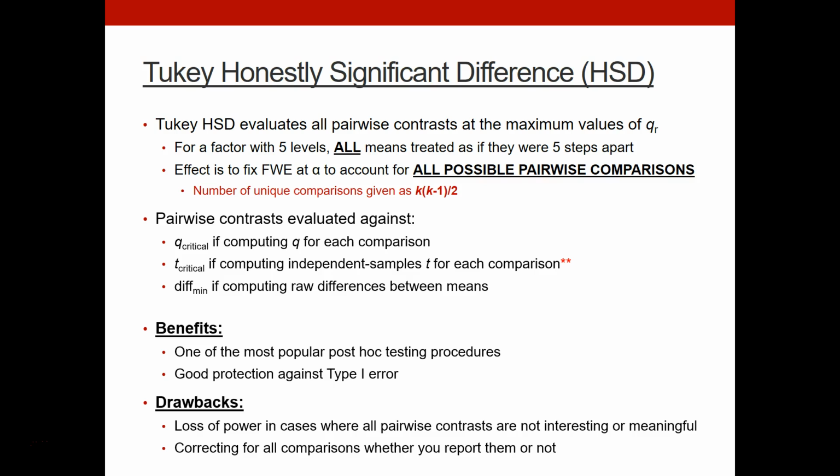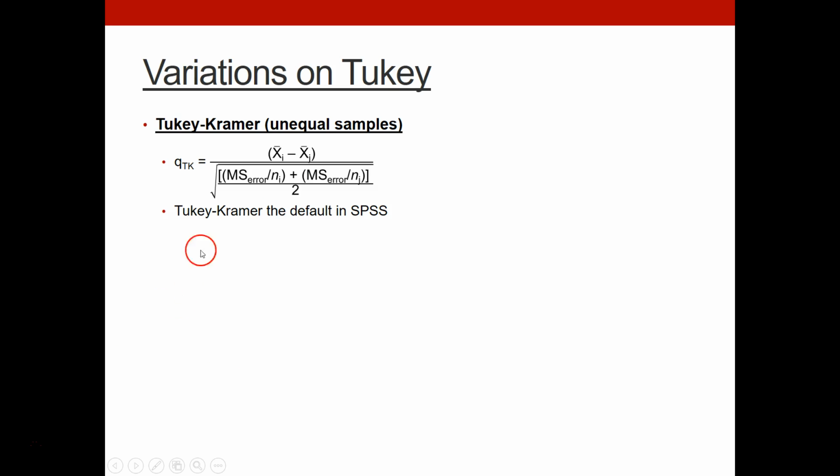Okay. So with Tukey's HSD, we're comparing all of our possible pairwise comparisons at the max critical value based on QR. Okay. Now, variations on Tukey-Kramer. This is just Tukey's HSD adjusted for unequal sample sizes. Again, the formula is displayed here.